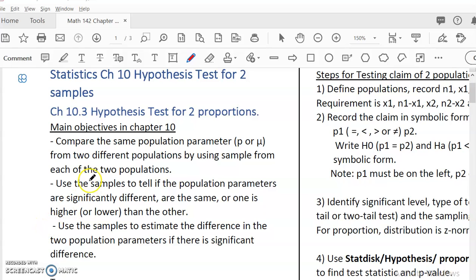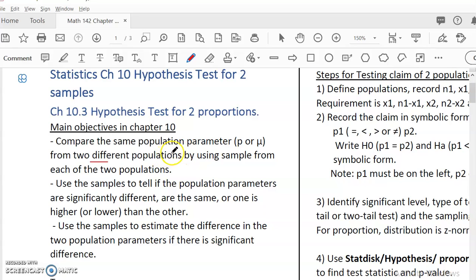Hello statistics student, this video is for chapter 10.3, hypothesis test for two proportions. Now, these two proportions are from two different populations. So we are not talking about one population where I check who answered yes, who answered no, and how many percent answered yes or no. No, that's not what we're doing. We are comparing two different populations.